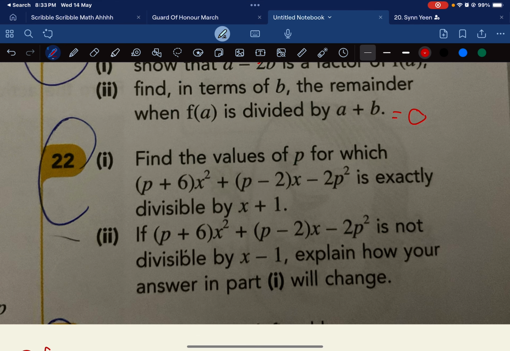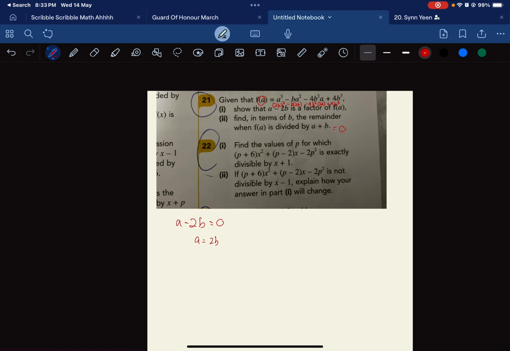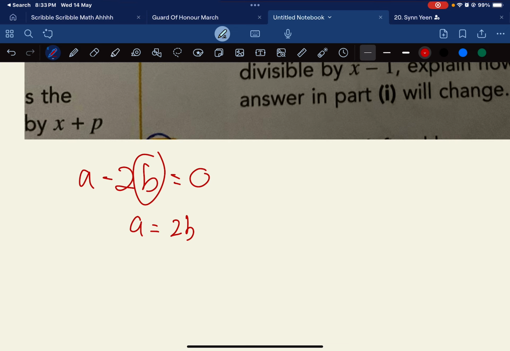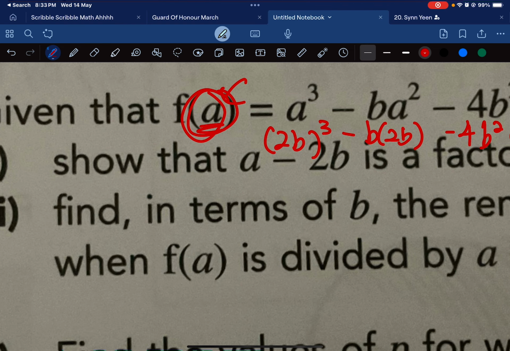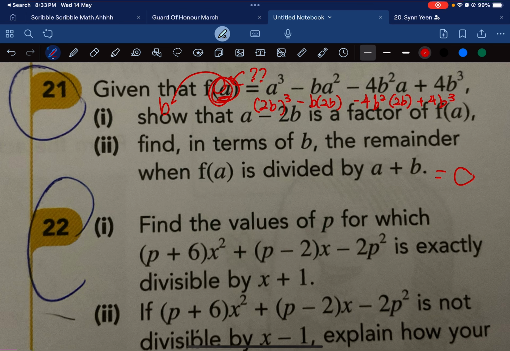Whenever you are doing this, why don't we just make b equal 0? It's because the hint is here. This is a function of a, so we are subbing a. If I find a b value and then put it inside, it makes no sense. Since it's f(a), we don't do f(b). Common sense. Now, find in terms of b the remainder when f(a) is divided by a plus b.